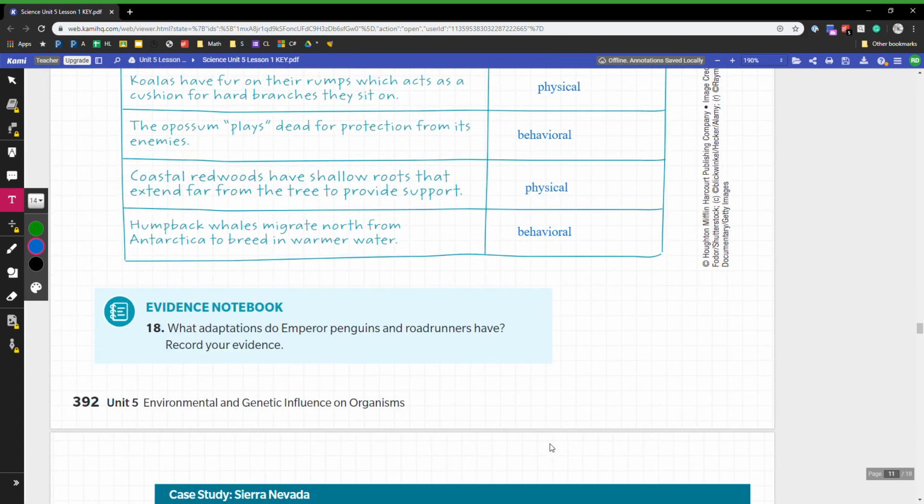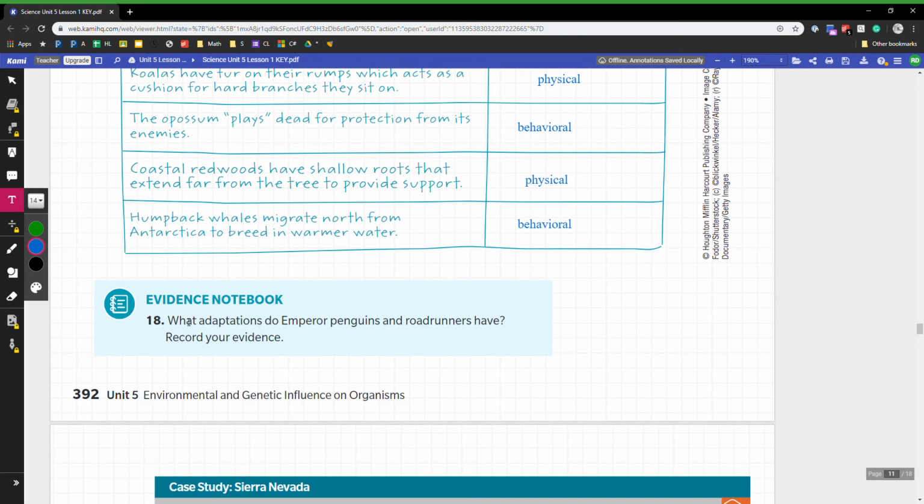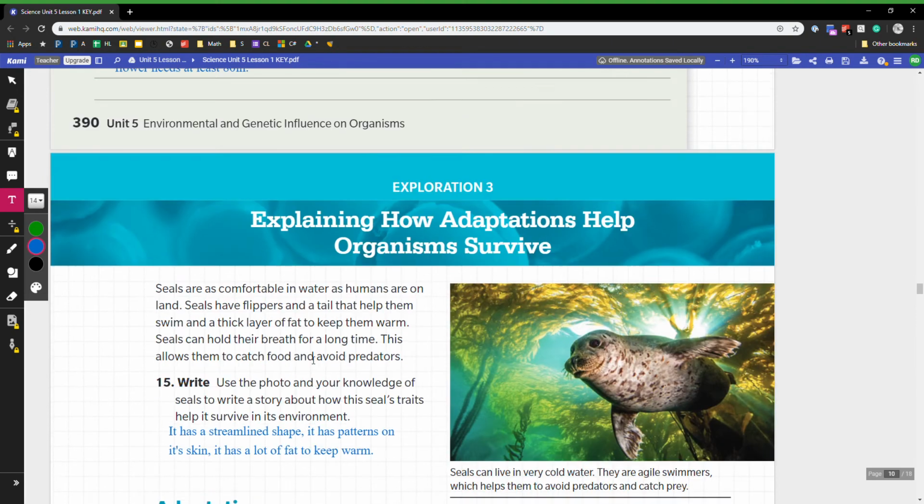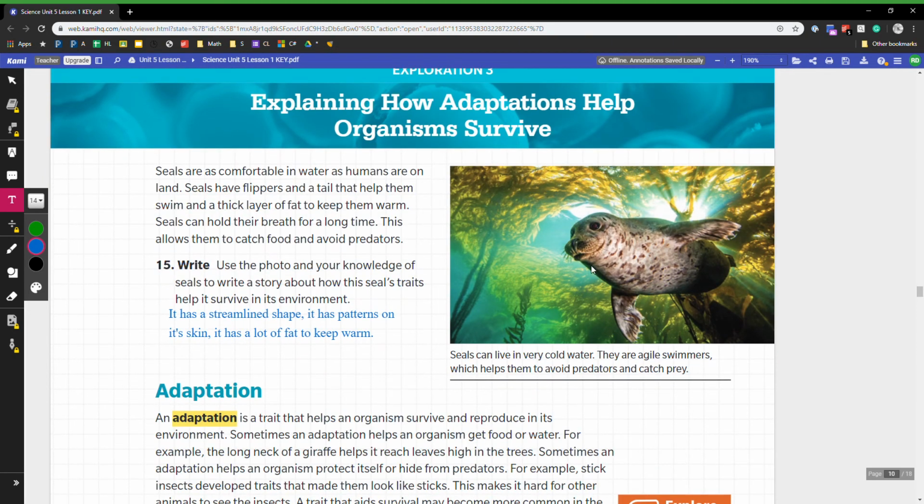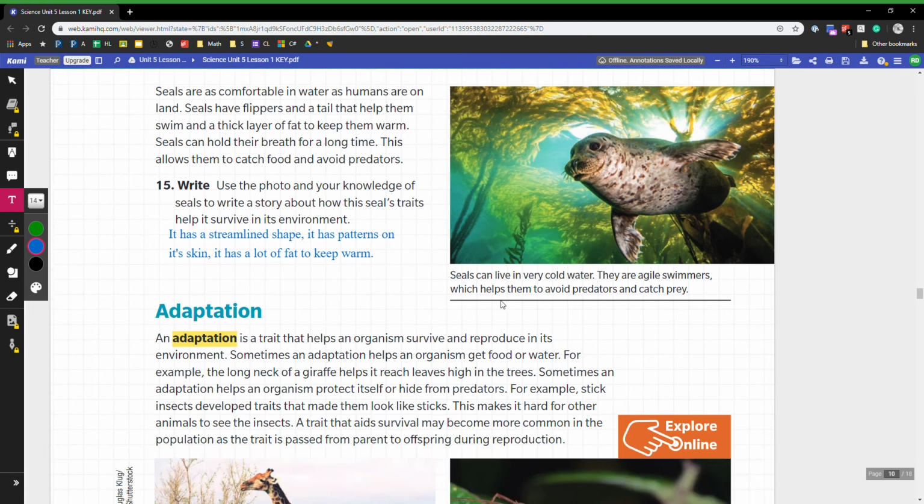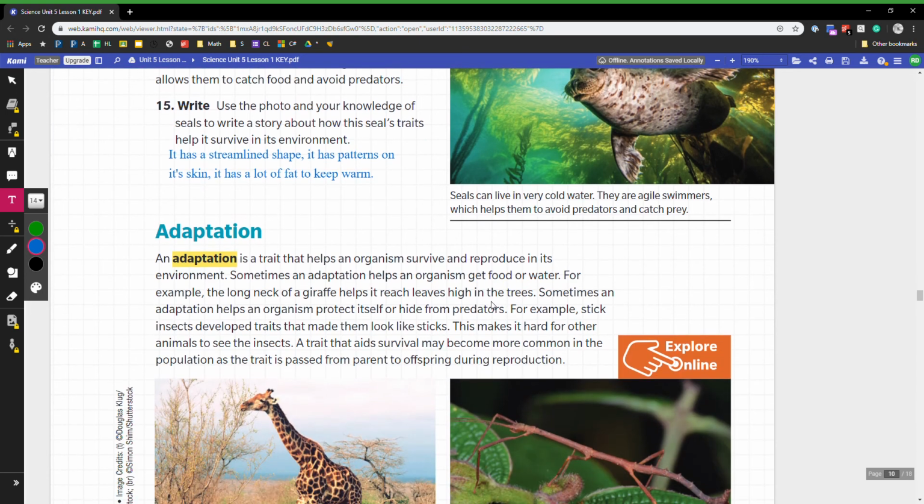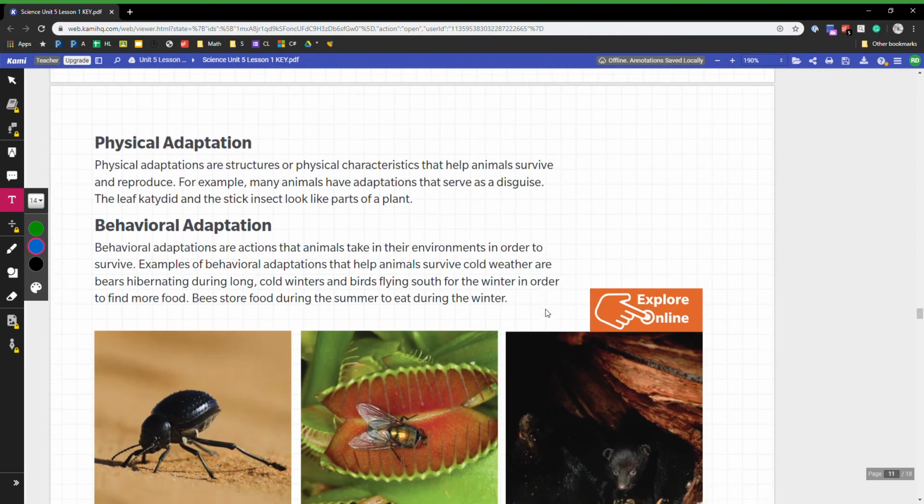Okay, what adaptations do emperor penguins and roadrunners have? I'm not going to write this, but I will say it. So emperor penguins actually have a lot of adaptations. Go back up to the emperor penguin and look at their body shape. Penguins have this streamlined shape because penguins swim and they hunt for fish. So they have this streamlined shape that helps them to swim through the water. They've got these big old flippers. They're kind of flabby. They have blubber that keeps them warm when they're in those Arctic waters. And then they have thick fur.